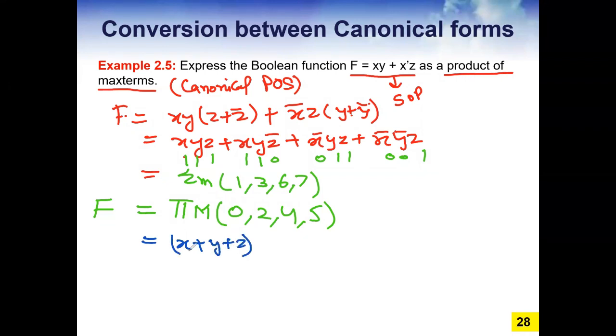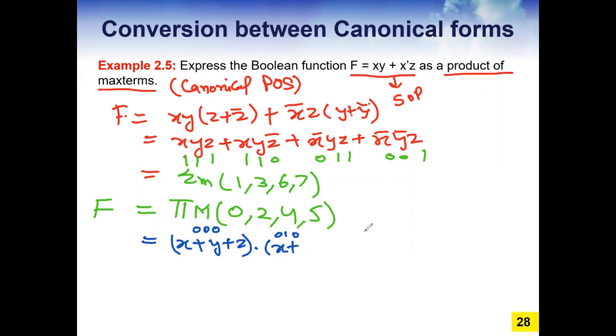It is a max term, and max term is basically canonical product of sum. Now 2. How do we write 2? It is 0, 1, 0. It is a max term, so don't read it like a min term. 0 for x, 1 for y, 0 for z means x plus y complement plus z.